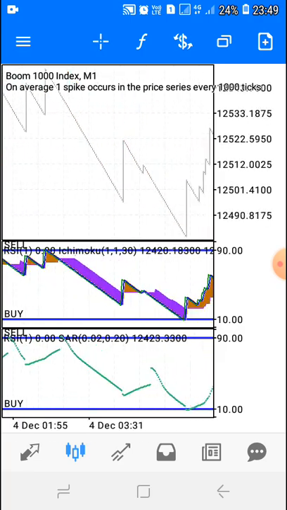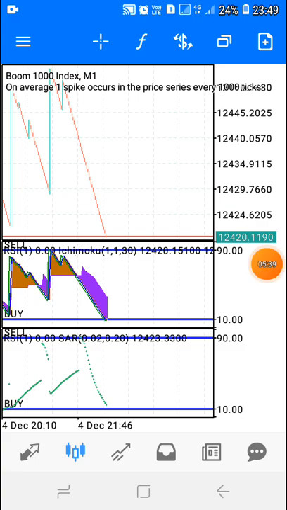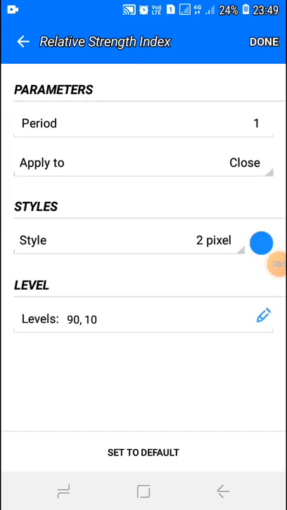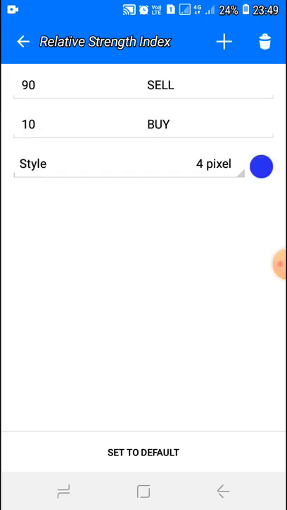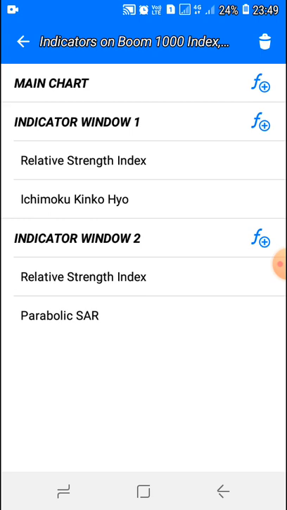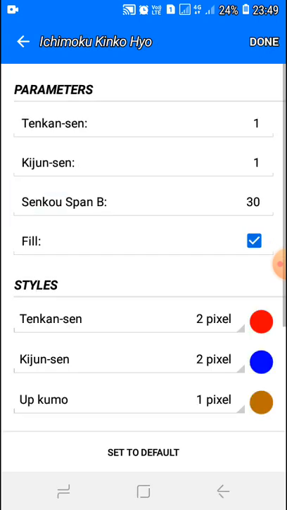Okay, guys, so let me just reveal the settings and then I'm done with this video. Okay, so the first indicator that we need is our RSI. Period 1, apply to close, style 2 pixel blue, levels 90 sell, 10 buy. Okay. The other RSI should be the same as the first RSI, and the Ichimoku should look like this.